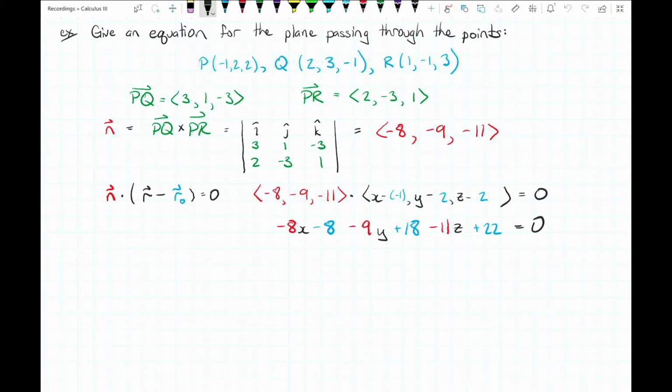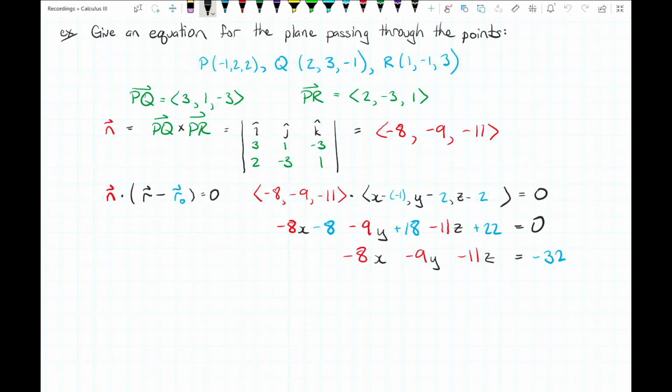We'll distribute the -8, -9, and -11 component-wise. Be careful of some of these negative signs. We have our -8, 18, and 22 as constants. Adding those together is 32, and we can move that constant to the other side to get this nice standard form. Now with that, we end up with loads of negative numbers.